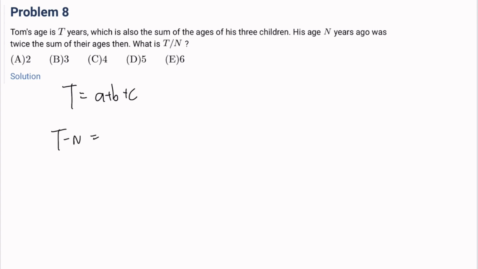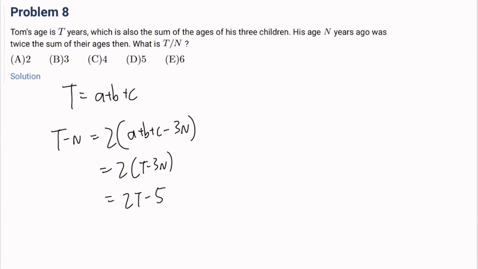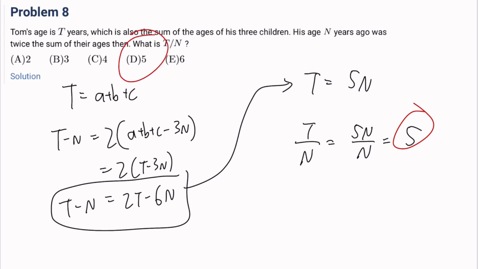T minus n equals twice the sum of their ages then, which is a plus b plus c minus 3n, right? Because there were 3 kids. And so this is equal to, since a plus b plus c equals t, and if we substitute that, 2 times t minus 3n, which is equal to 2t minus 6n. So t minus n equals that. So this one can give us that t equals 5n. So t over n is going to equal 5n over n, which is equal to 5. So this is the answer, it's D.